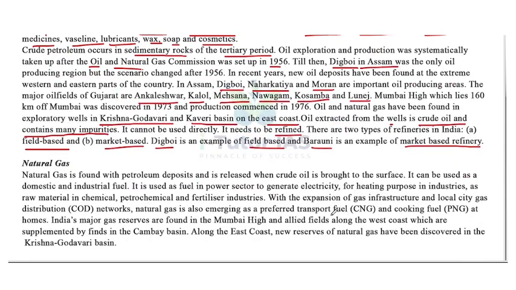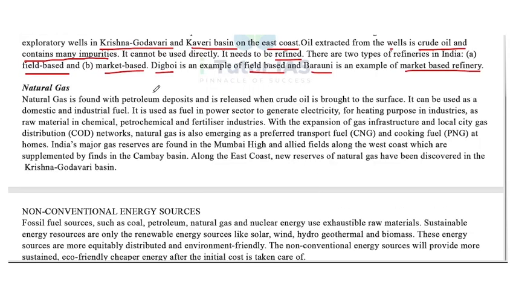Next one is natural gas. Natural gas is found with petroleum deposits and is released when crude oil is brought to the surface. It can be used as a domestic and industrial fuel. It is used as fuel in the power sector to generate electricity, for heating purposes in industries, and as raw material in chemical, petrochemical, and fertilizer industries.